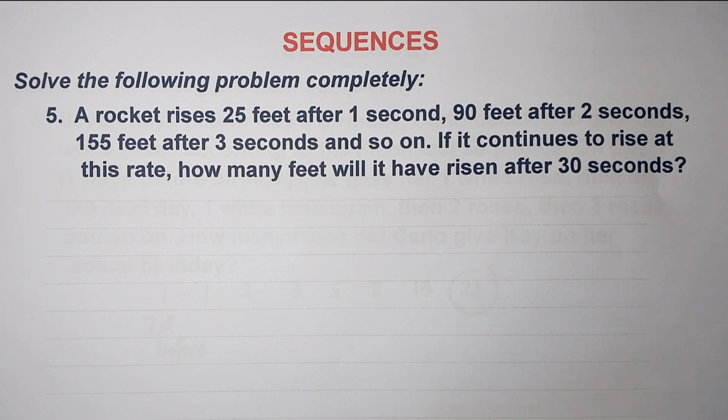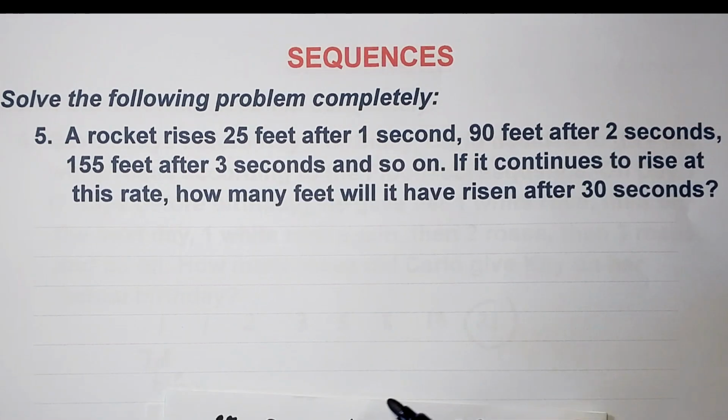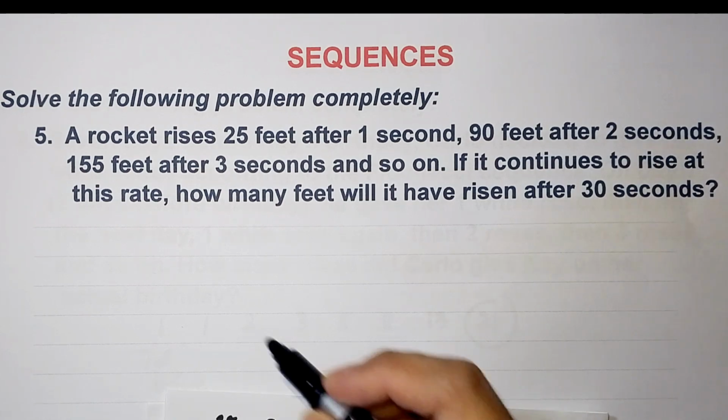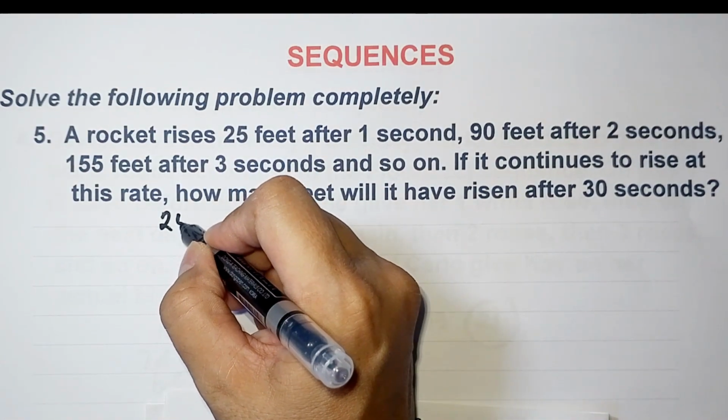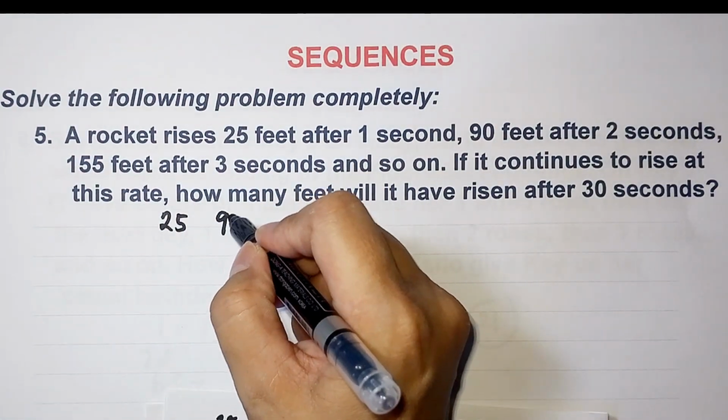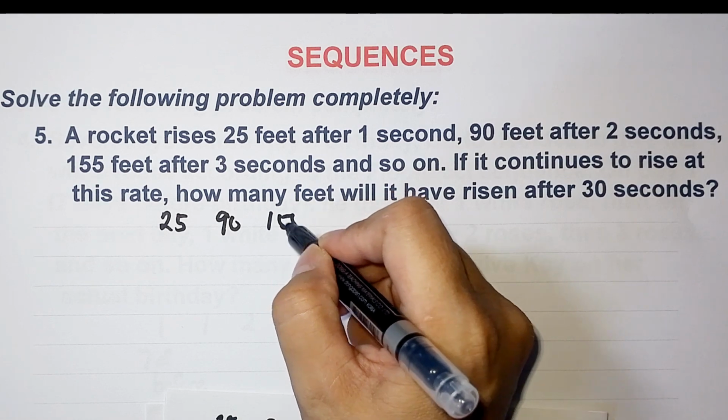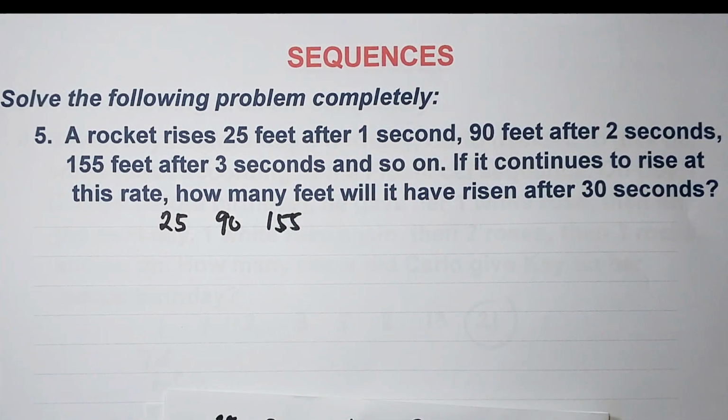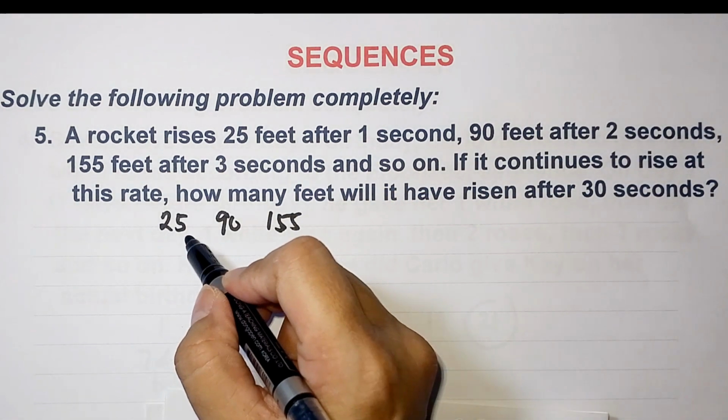A rocket rises 25 feet after 1 second, 90 feet after 2 seconds, 155 feet after 3 seconds, and so on. If it continues to rise at this rate, how many feet will it have risen after 30 seconds? Let's observe if this is an arithmetic or a geometric sequence. First, we have 25 feet, followed by 90 feet, and then 155 feet. So let's see if there's a common difference.